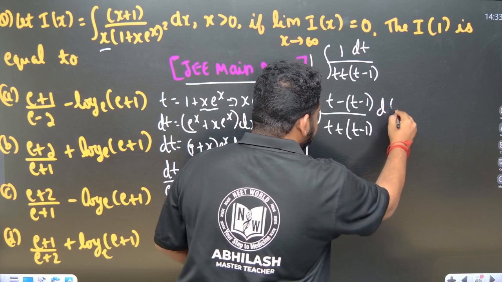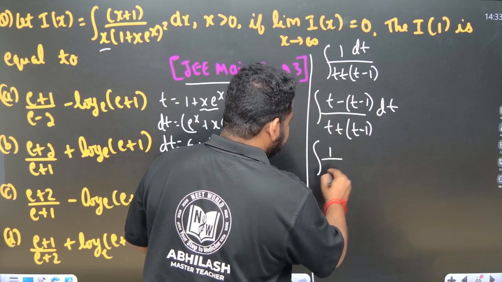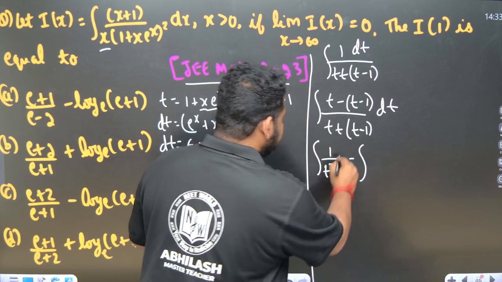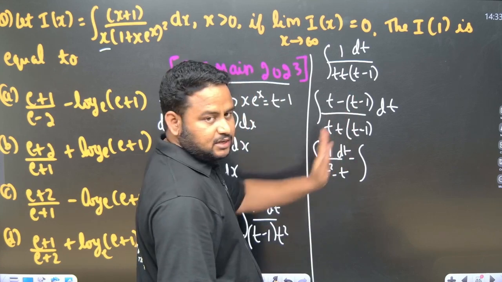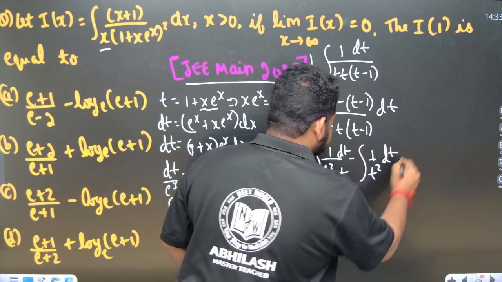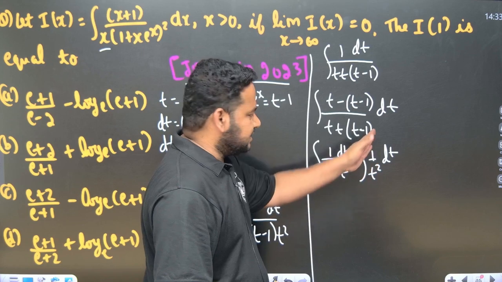If I separate and divide it, what will I get, friends? I will get 1 by t into (t minus 1), that is, 1 by (t square minus t) into dt. If I separate this and divide it, the (t minus 1) cancels, so I will get 1 by t square dt. This we are doing by applying the x to the power of n formula. I can get it very easily.